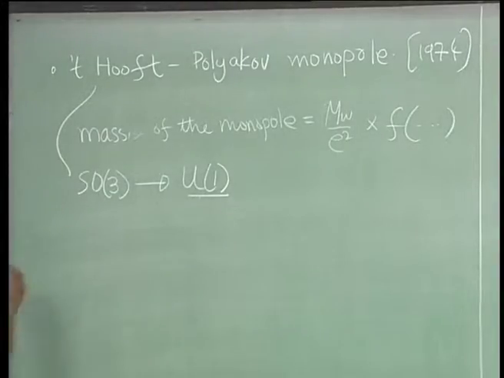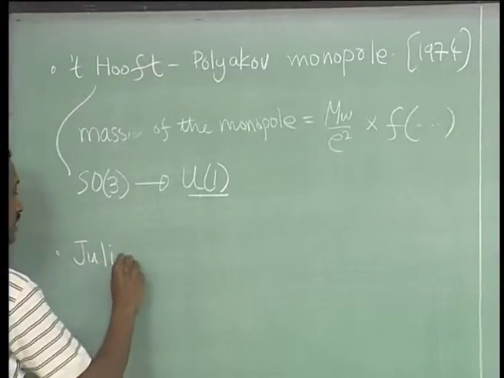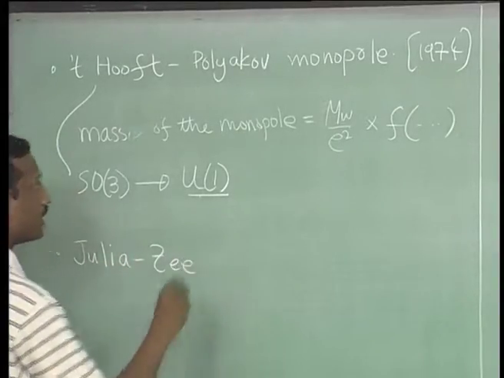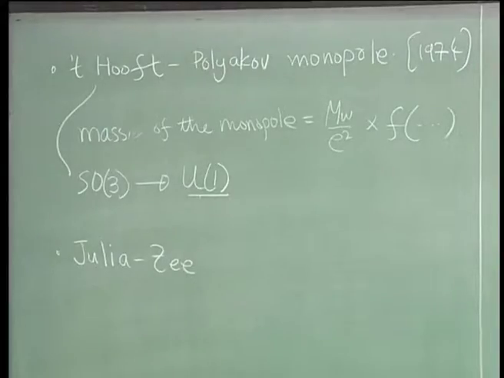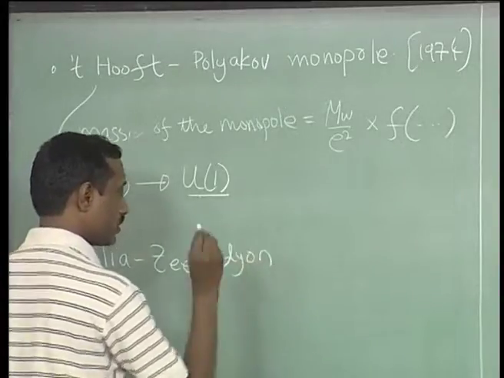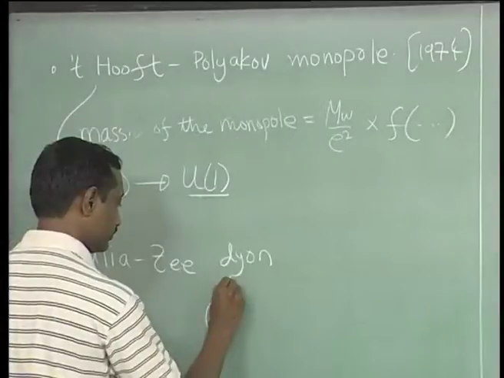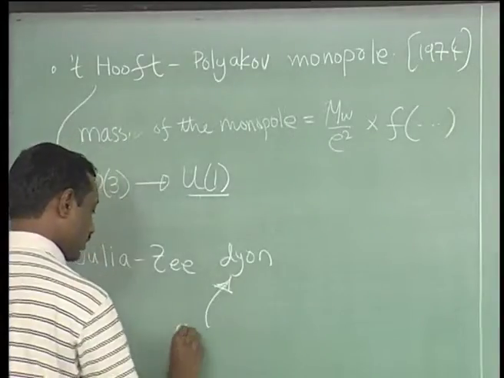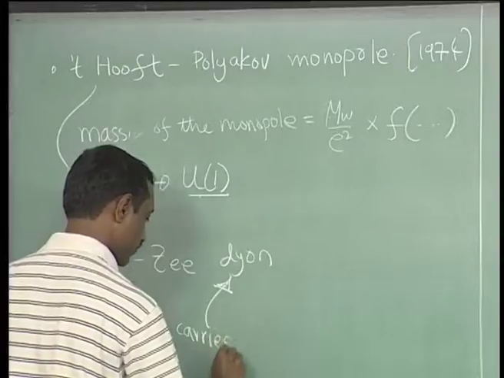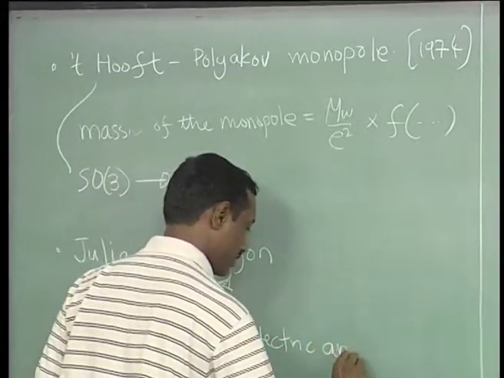Pretty much historically following this, Julia and Zee immediately generalized this solution to include something which has both electric and magnetic charge, okay, and it is called the Julia-Zee dyon. So this carries electric and magnetic charge.